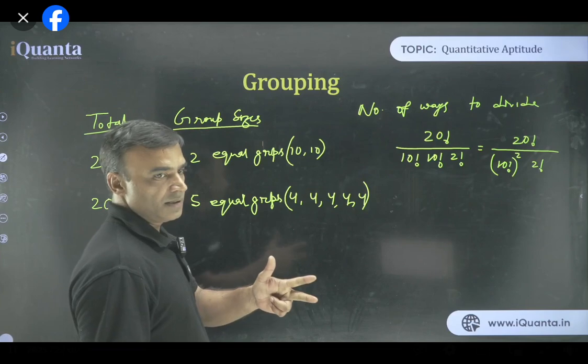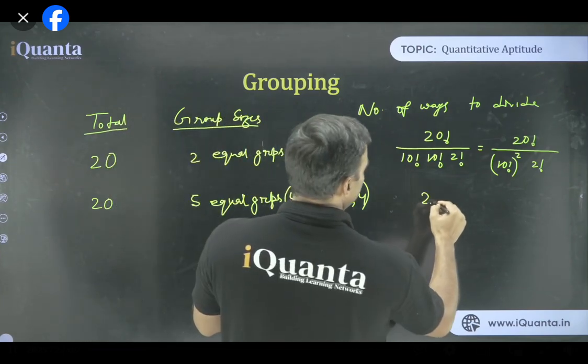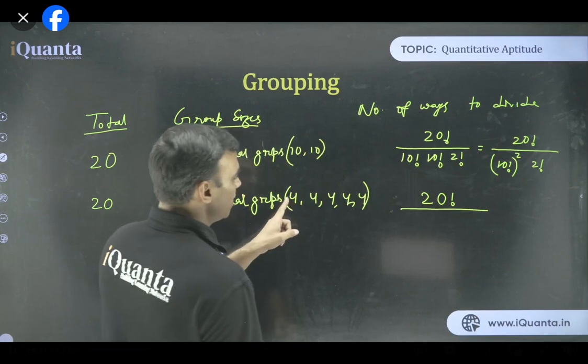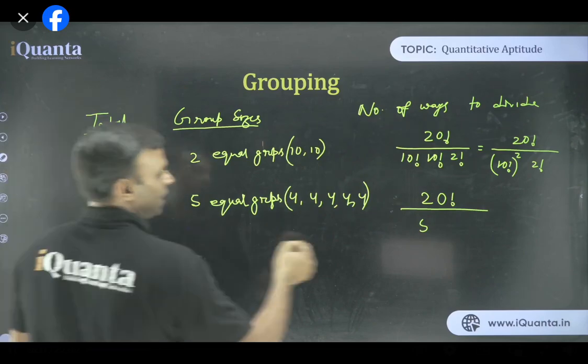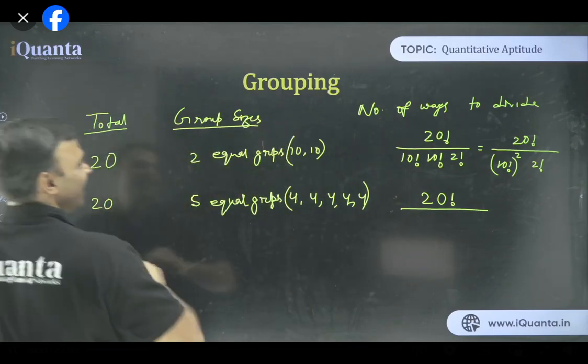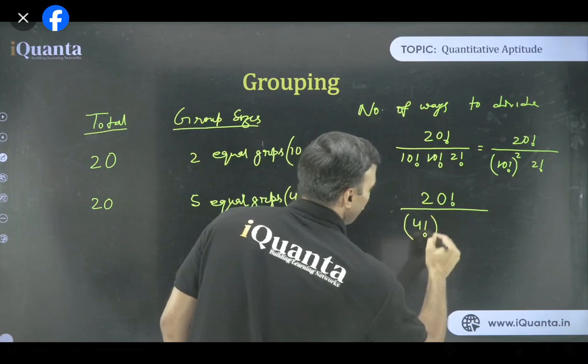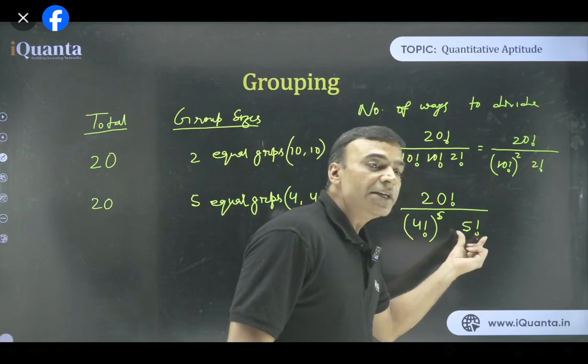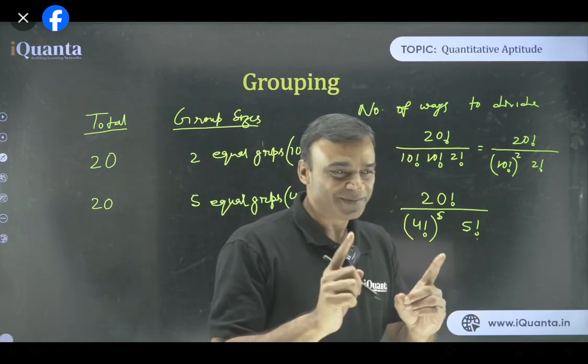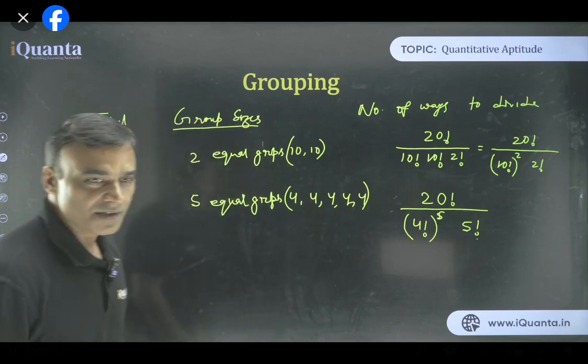Can I write the answer directly here? 20 factorial, divide by 4 factorial, 1, 2, 3, 4, 5 times. So 4 factorial to the power 5 and 5 factorial extra because, I'll repeat once more, what is this 5? This 5 is the number of equal groups. Number of equal groups.